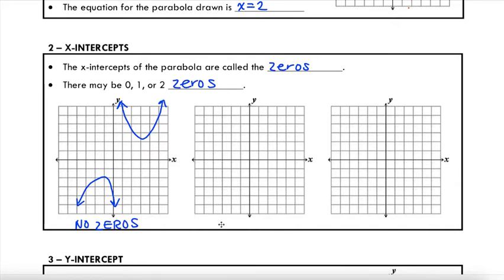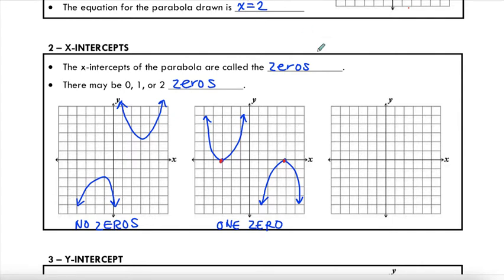If we have 1 zero, that means the vertex of the parabola, and that's one of the definitions we're going to take a look at later on, the vertex of the parabola lies right on the x-axis. So this point right here is your zero, which is also the vertex. We're going to take a look at that definition a little bit later.